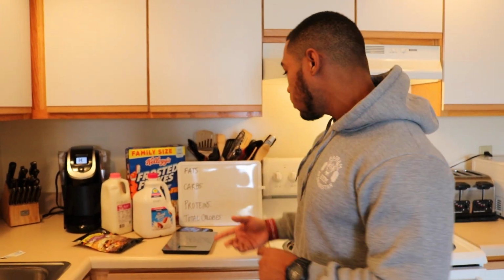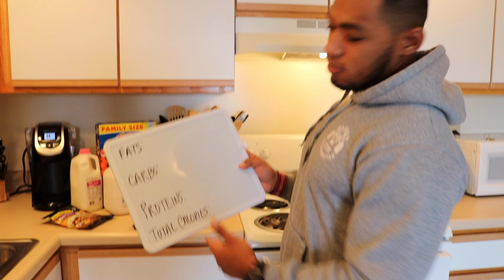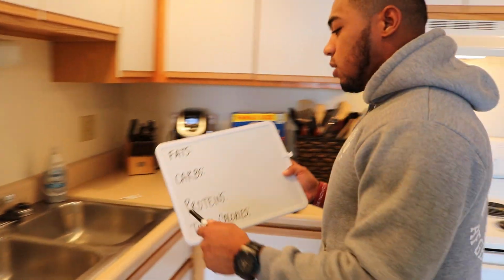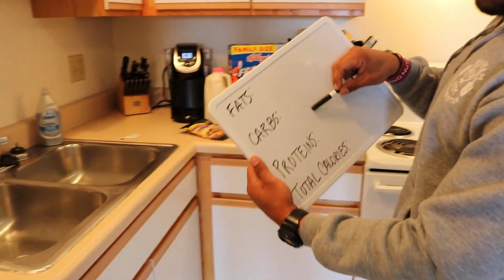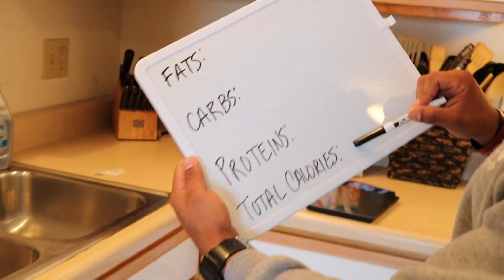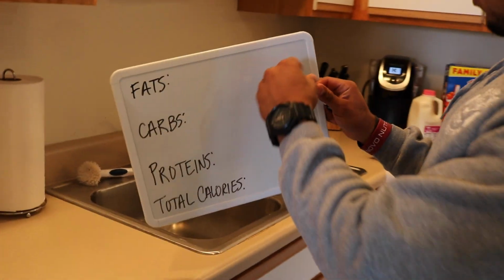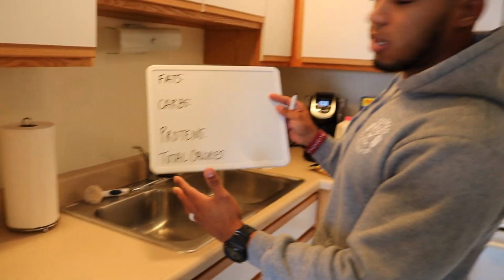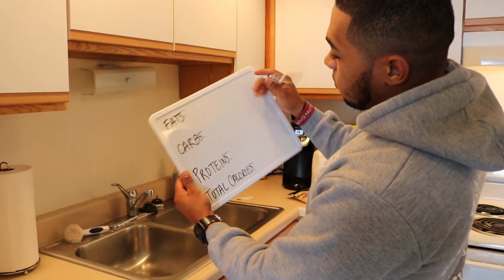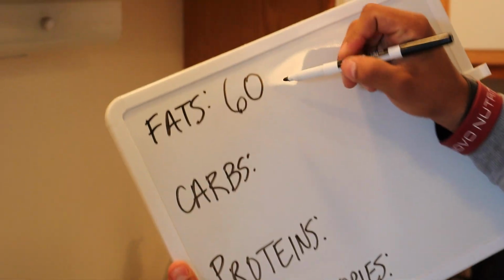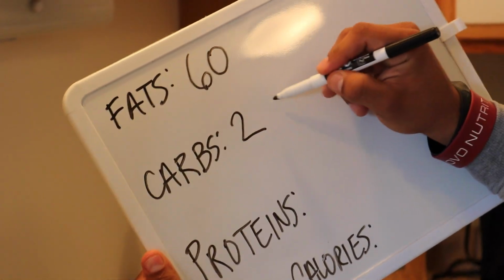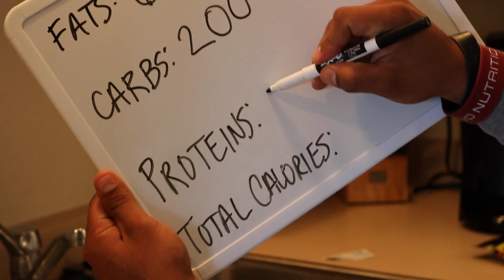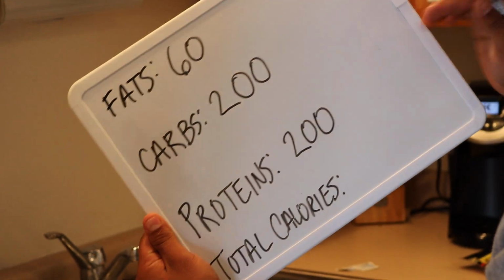So macronutrients, what are they? Your macronutrients are your fats, your carbohydrates, and your proteins. So I got my whiteboard here just to make it a little easier for you guys to see. Your fats, your carbs, and your proteins are going to make up your total calorie intake when tracking macros. Just for the purpose of this video, I'm going to do a generic set of macros. So let's just do 60 grams of fat, 200 grams of carbs, and 200 grams of protein.